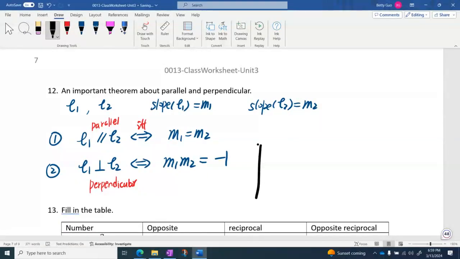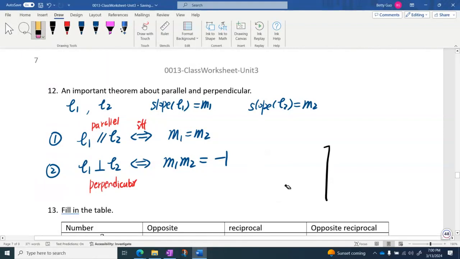When we look at our phone, when we look at our computer, rectangles are everywhere. And the two adjacent sides of a rectangle are perpendicular because they form a 90-degree angle. So in algebra, how do we know if two straight lines are perpendicular?